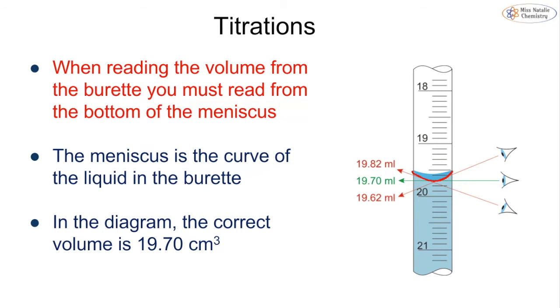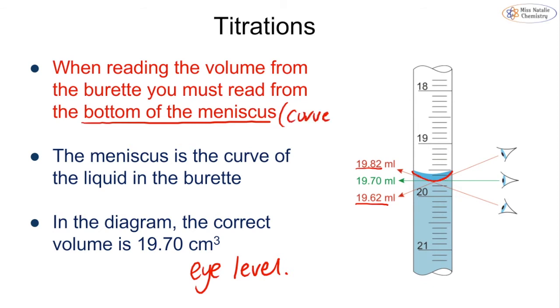So when we look at this particular burette value, you can see that there are three possible ways to read it, but only one of them is correct. If you look up and read from the top, you're going to get a value of 19.82. If you look down and you read to the bottom, you're going to get 19.62, but neither of these are correct. You need to look straight at eye level, and you need to read from the bottom of the meniscus or the bottom of the curve, and you will get a value of 19.70 centimetres cubed.